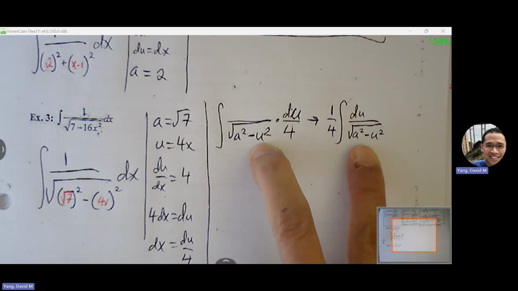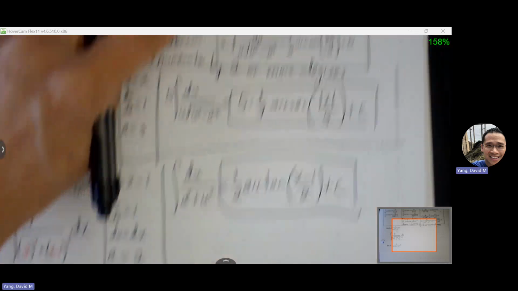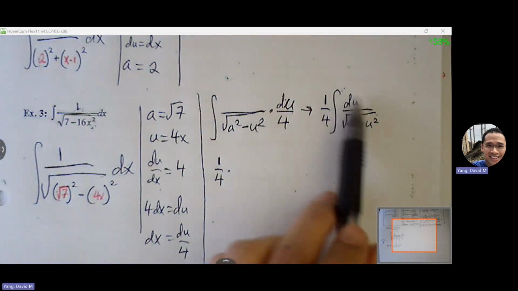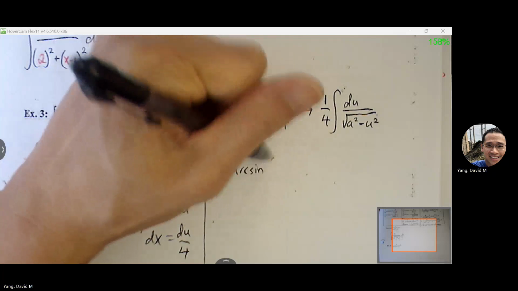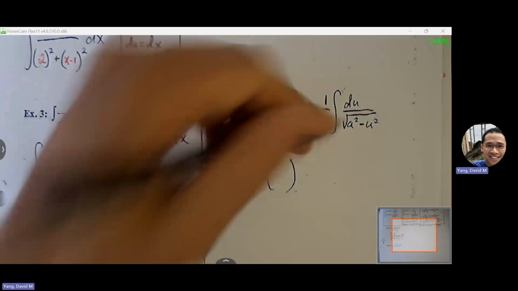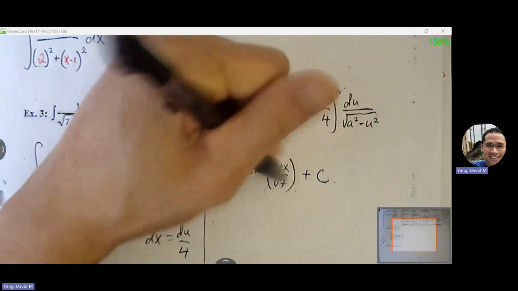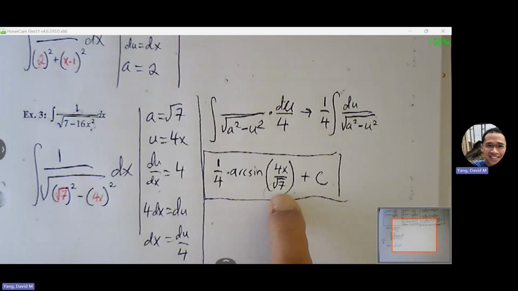Okay, everybody good so far? So perfect match with my arcsine rule. So now I'm just going to jump into my arcsine rule. So 1/4, there is no 1 over a for arcsine. So I'm going to jump directly into my arcsine. Arcsine of u over a, and then my u value is 4x. My a value is √7, and then plus c. You don't have to rationalize the denominator. You can, but you won't get points taken off on the AP exam if you don't rationalize your denominator. It's okay to have a radical in the denominator.